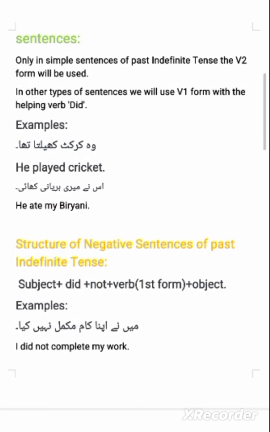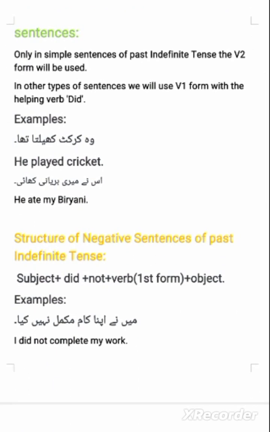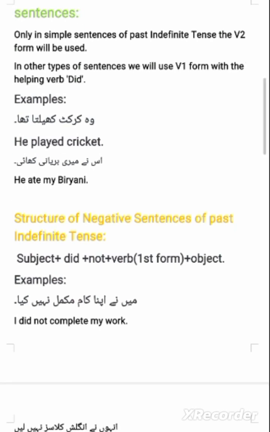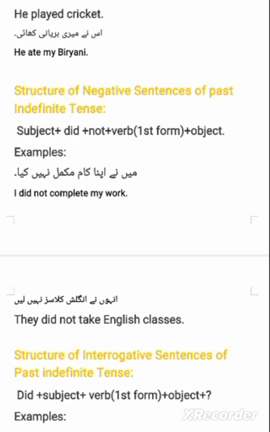Now let's talk about the structure of negative sentences of past indefinite tense. The structure will be subject, did, not, verb first form plus object. Let's make the sentences with me. मैंने अपना काम मुकम्मल नहीं किया. I did not complete my work. उन्होंने इंग्लिश क्लासेस नहीं ली. They did not take English classes.